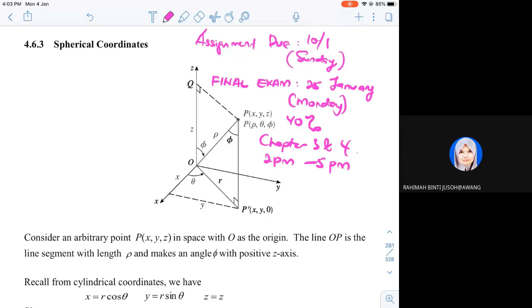2 weeks, this week and next week, for the lecture, last lecture. And then after that, you will have 1 week for revision. And then you will start the final exam. So basically, you have 3 weeks to go before the final exam.